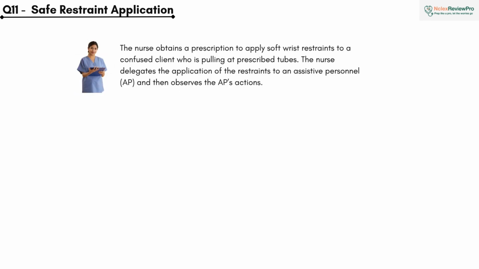The nurse obtains a prescription to apply soft wrist restraints to a confused client who is pulling at prescribed tubes. The nurse delegates the application of the restraints to an assistive personnel, or AP, and then observes the AP's actions. And the question is asking, highlight the action by the AP that requires further teaching.